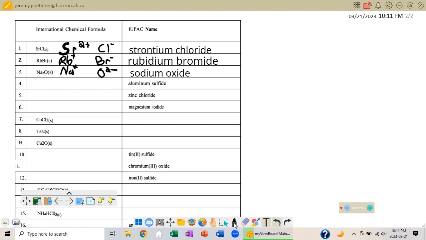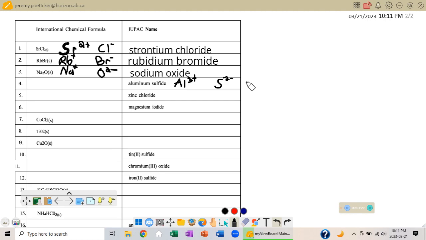All right, the next one here starts to get slightly more challenging. I have aluminum, and I look on my periodic table. I find out it makes an Al3+ ion. And I have sulfide. I find out on my periodic table that it makes an S2- ion. I have 3 and 2.